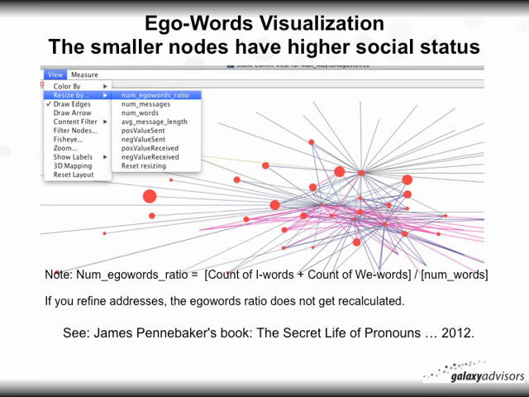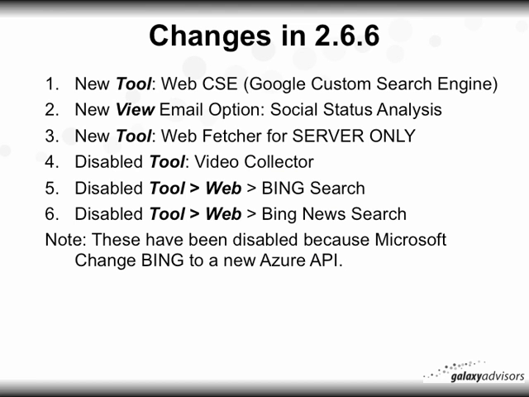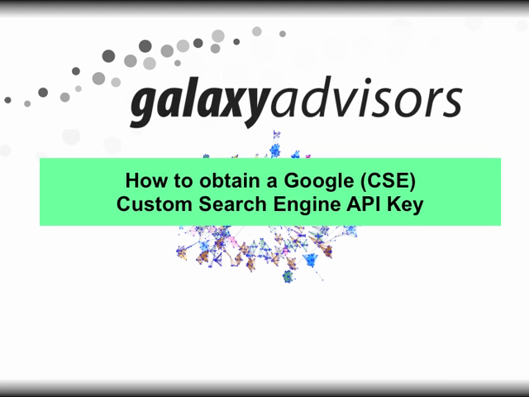2012. So that is a quick overview of the 6 changes. Most importantly, the new web tool, CSE, and the new email social status option. And if you're using the server option, you have a new Web Fetcher. And 3 tools, Video Collector, Bing Search, and Bing News Search, are disabled.